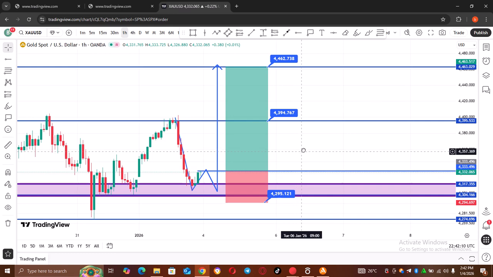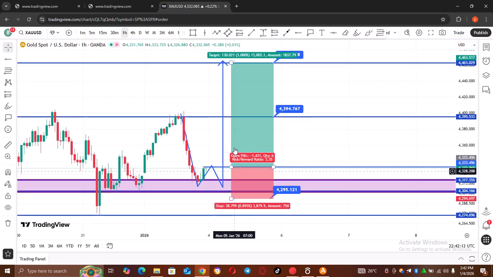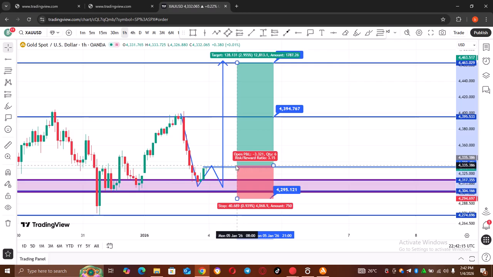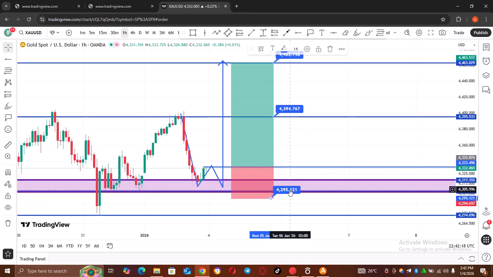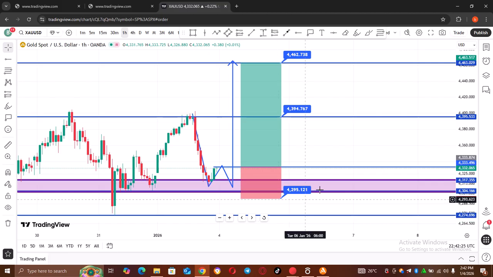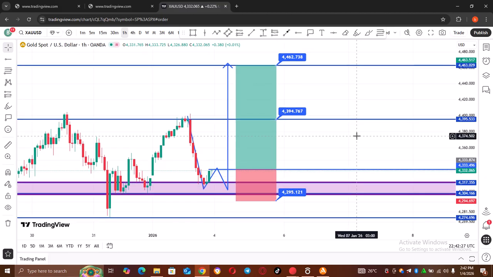All right, so that is my full technical analysis on XAUUSD. Currently we are in a weekend, so gold is currently not moving. So when the market opens, this is what we want to see.